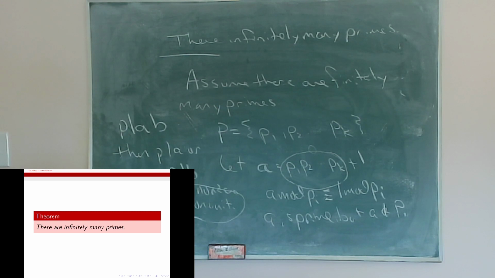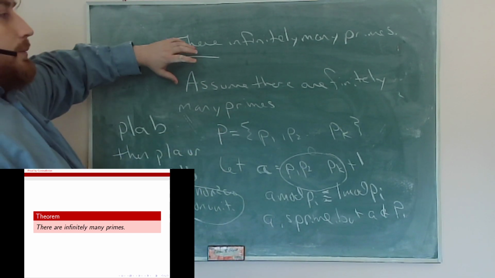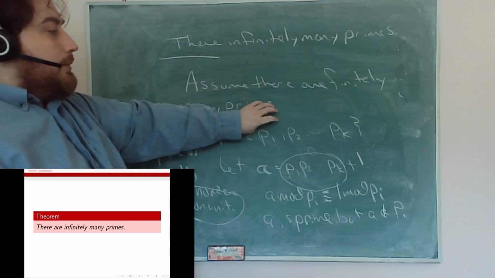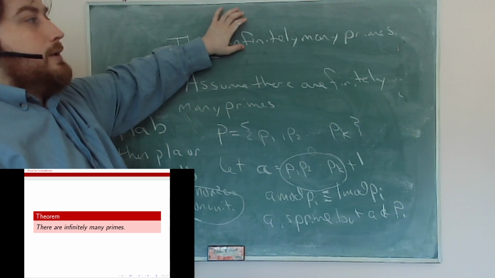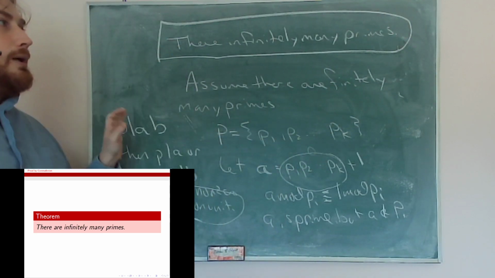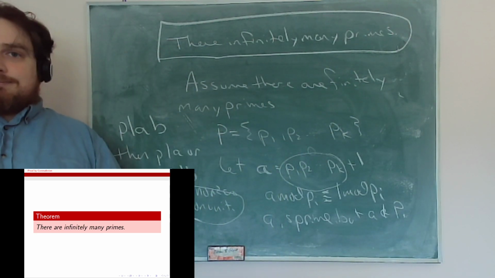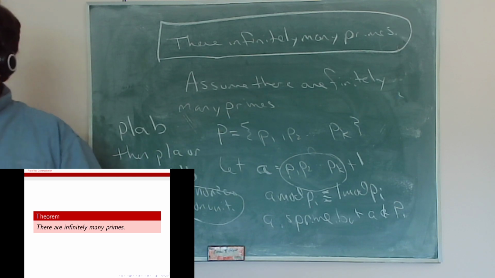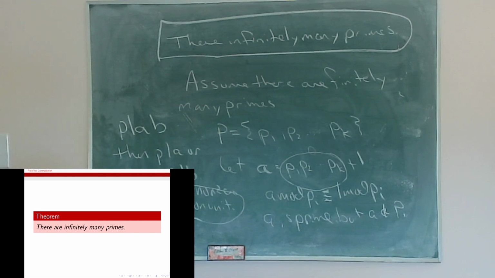All right, so does that mean the original statement is true? Yes, Sammy. We showed that there can't be finitely many primes. Therefore, there have to be infinitely many primes. So our original statement that there are infinitely many primes is indeed true. That's what we have just proven. That is exactly correct.